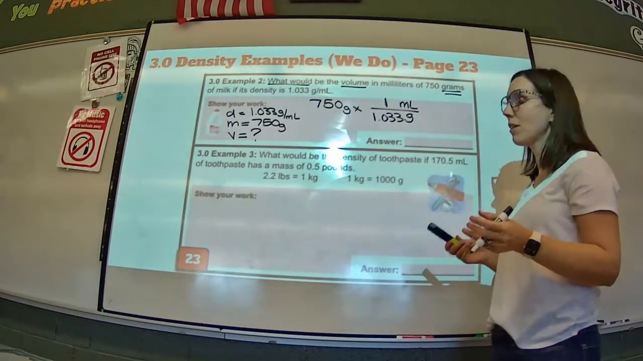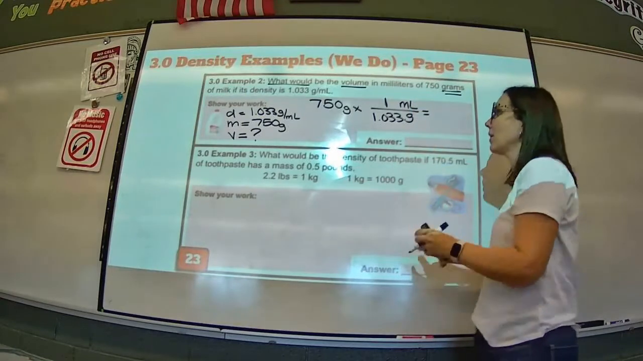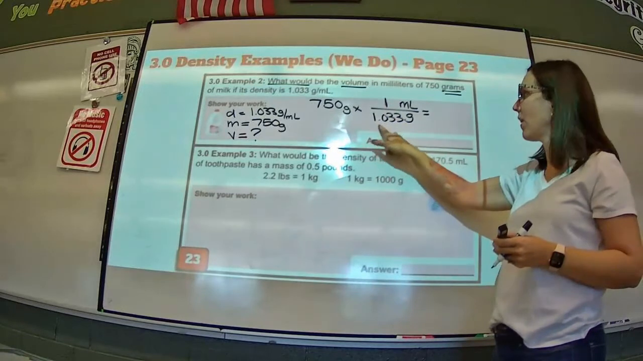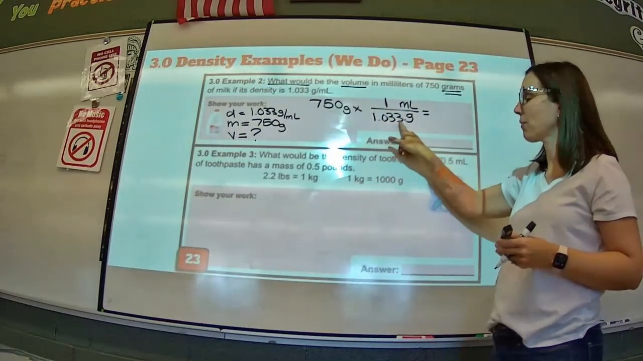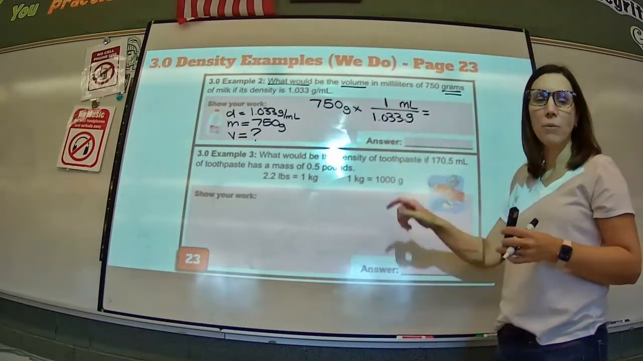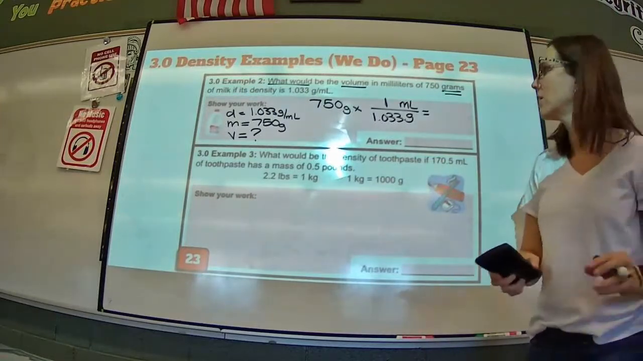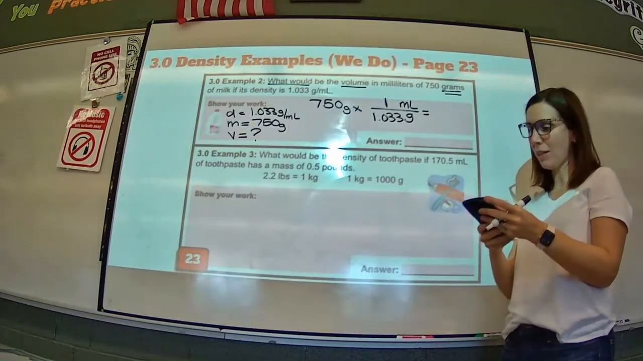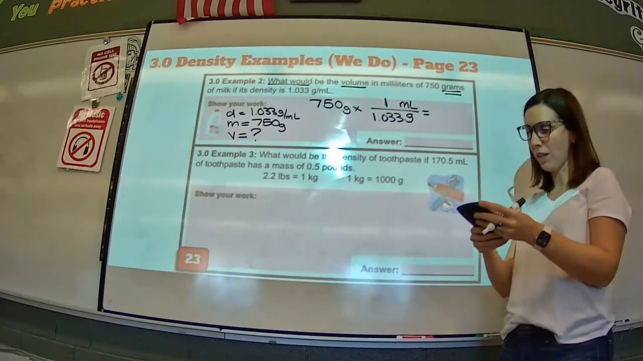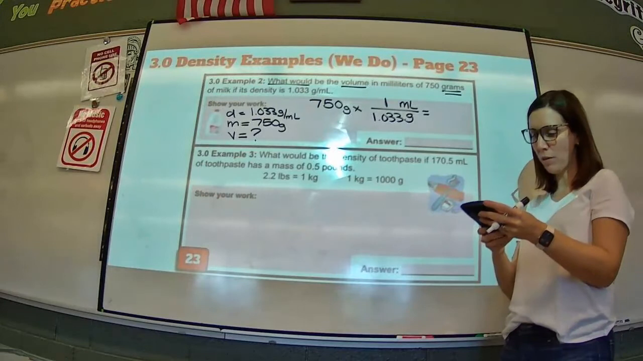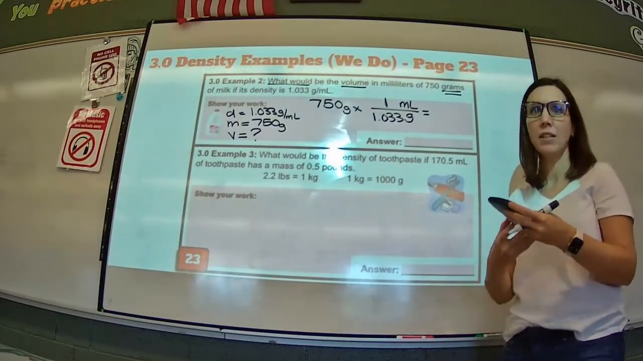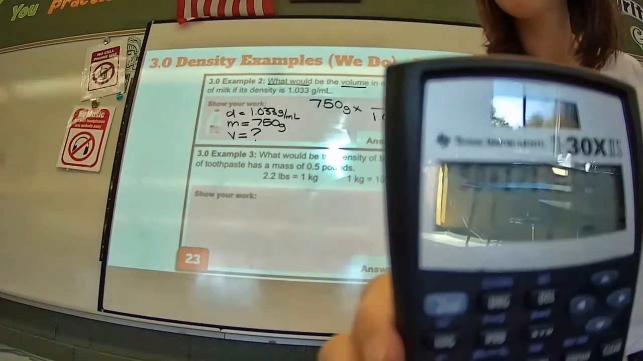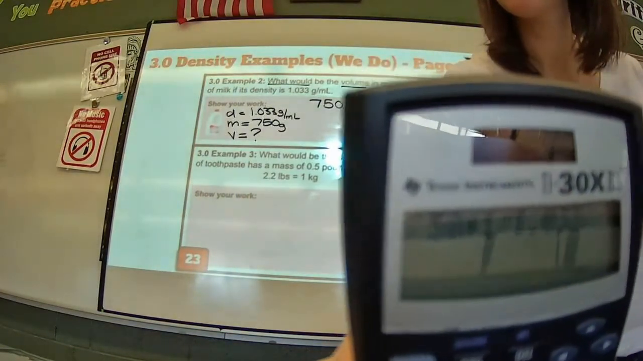So now all it's a matter of doing is putting it into our calculator. So 750 times 1 divided by 1.033. Okay? So we're going to type that into our calculator. Again, 750 times 1 divided by 1.033. Let's see if you can see that on my calculator. It's a little blurry, but you should be able to see it, okay?